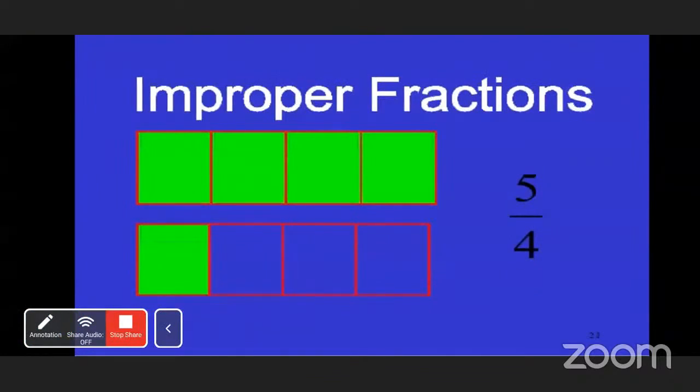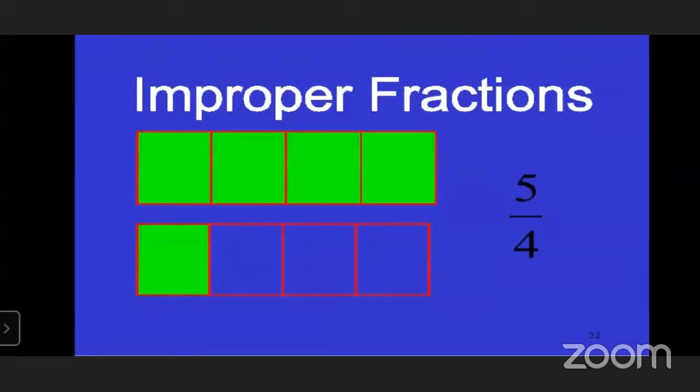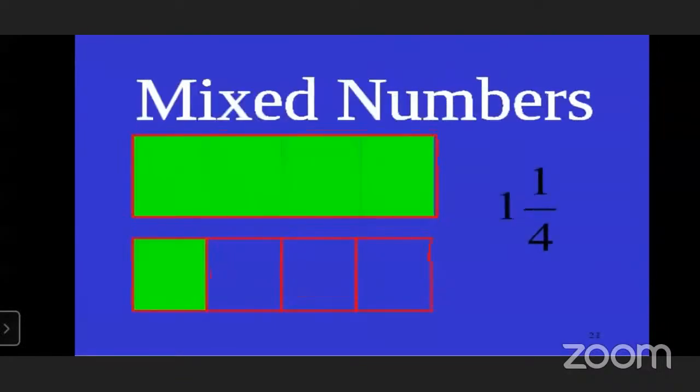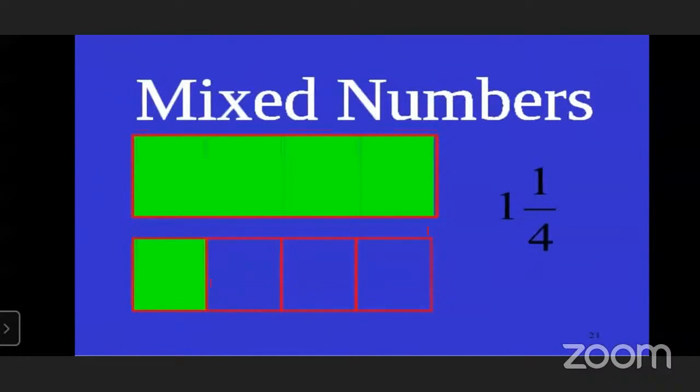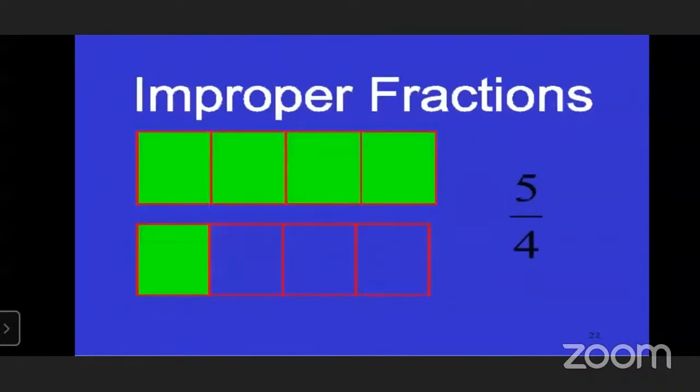Now see, this is an improper fraction. Read the improper fraction. 5 upon 4. Here 5 is greater than 4, or the numerator is greater than the denominator. So see, this diagram and this diagram are equal. Yes. See here, this is a mixed number and this is an improper fraction. Both are equal.